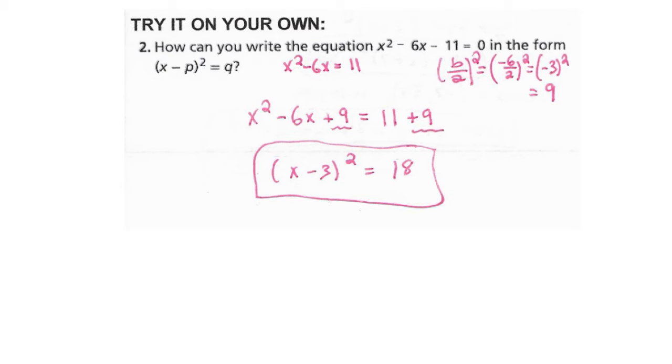All right. So b over 2 squared gave us 9, so we had to add 9 to both sides. Then we rewrote this. Our b over 2 was negative 3, and that's where this negative 3 comes from. And then we set it equal to 11 plus 9, 18. So again, that's how we do it. You move the c over, do b over 2 squared, add that to both sides, and then rewrite it as a perfect square, which is just x plus b over 2.